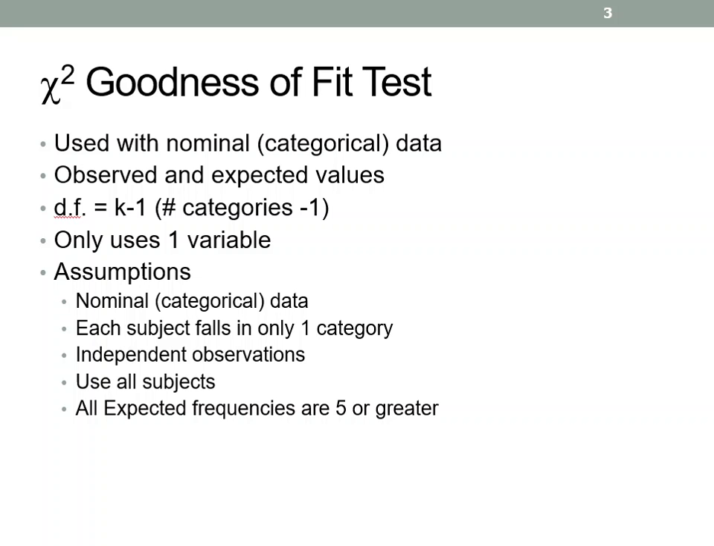The assumptions: the data is nominal and categorical, such as either you have an iPhone or an Android, either you're attending Northeastern, you're attending DePaul or something like that, either you're in high school, college, or you're not in school. You only fall into one category. Each observation is independent, and we use all the subjects around. Lastly, we need all expected frequencies to be greater. So if we're looking at expected values, we need more than 5 in each. So we need to expect more than 5 people to have iPhones, more than 5 people to have Android.